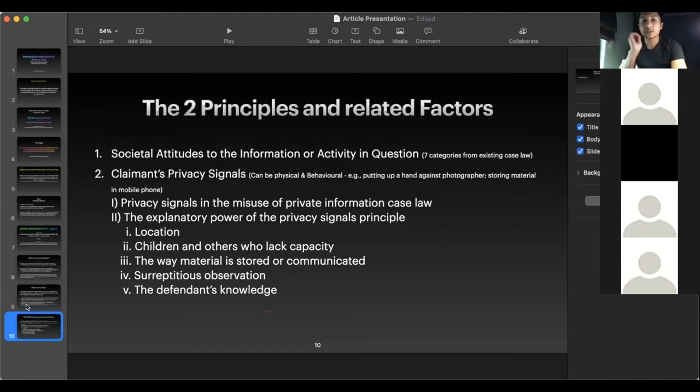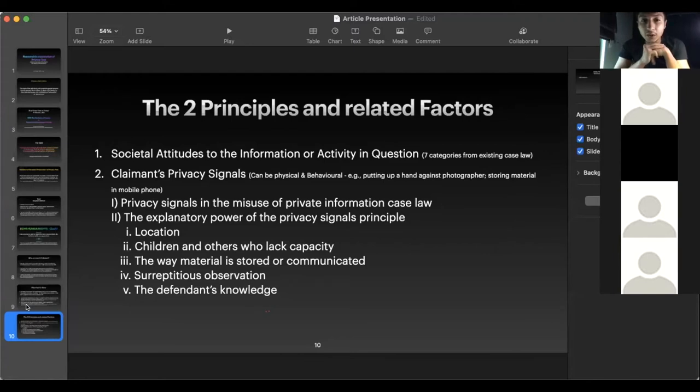Regarding children, she says that there is special consideration given to them because they can't form their opinion, so you can't expect them to be reasonable. People have to give extra weight to children's claims. And for example, even within a public space, they should be given privacy.